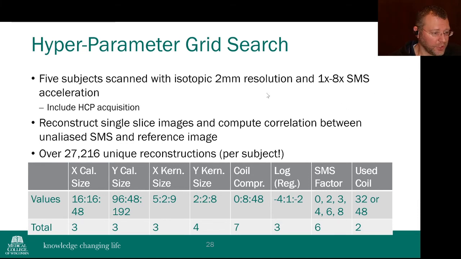This was 27,216 reconstructions across 5 subjects. We're talking well over 130,000 reconstructions. On my desktop, this would have taken years. On the Research Computing Center, it took about a month. So again, MCW's high performance computing really shone through here and enabled us to do a systematic review of how these knobs are best tuned for these different acceleration factors.